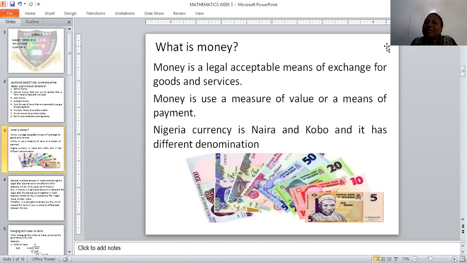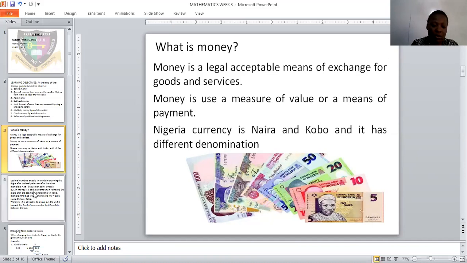So the denominations that we have in the markets at the moment that we talk now are 1,000 naira notes, 500 naira notes, 200 naira notes, 100 naira notes, 50 naira notes, 20 naira notes, and 10 naira notes.